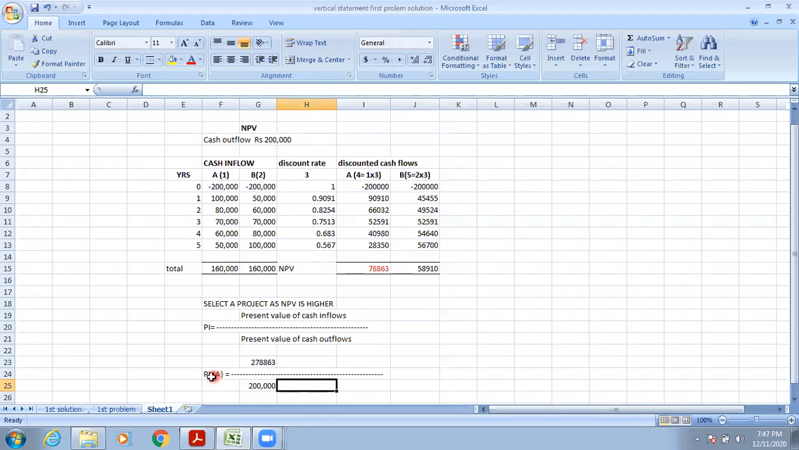Now calculate. Okay, you calculate. What is the PI? Profitability index. Find out the profitability index.